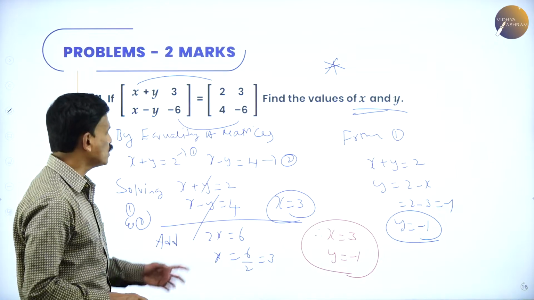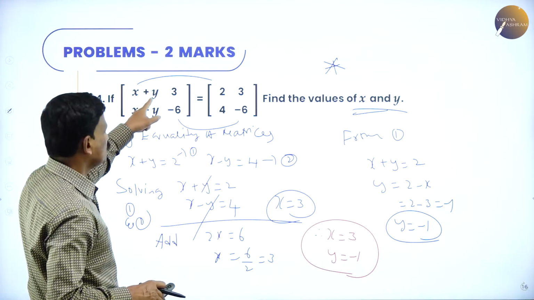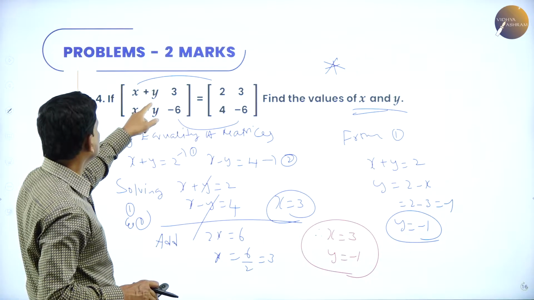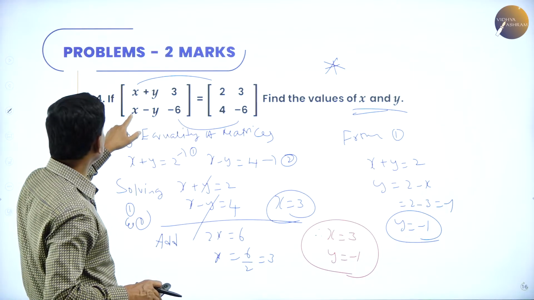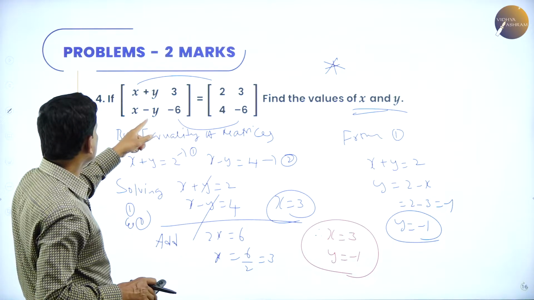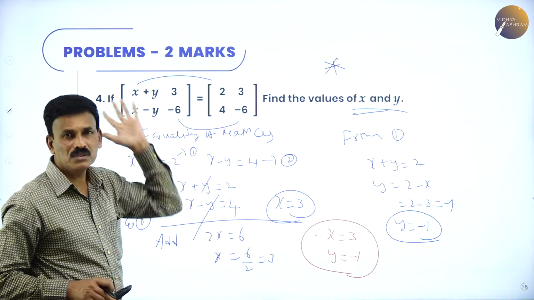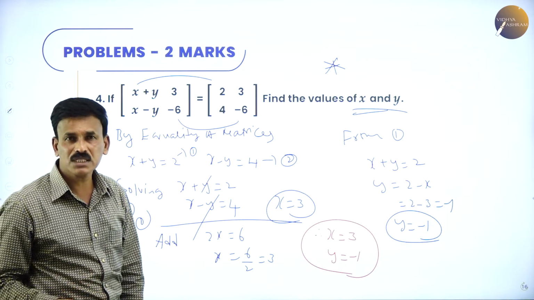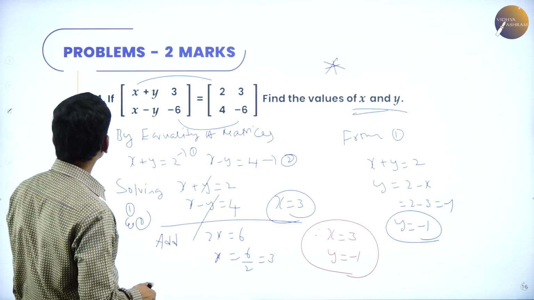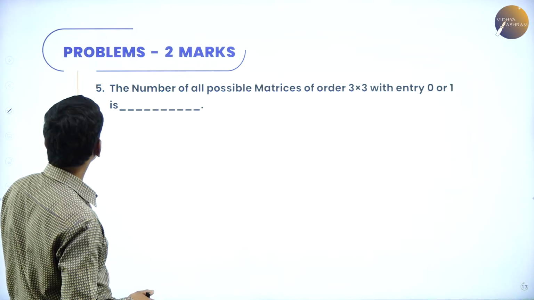See, if you want, you can substitute. If you put x is equal to 3 and y is equal to 1, 3 minus 1 is 2. Or if you put x is equal to 3 and y is equal to minus 1, 3 minus of minus is plus, 3 plus 1 is 4. You will get that. That's it. Okay. Just equate it and solve the simultaneous equations. Now, let us come to the next problem.